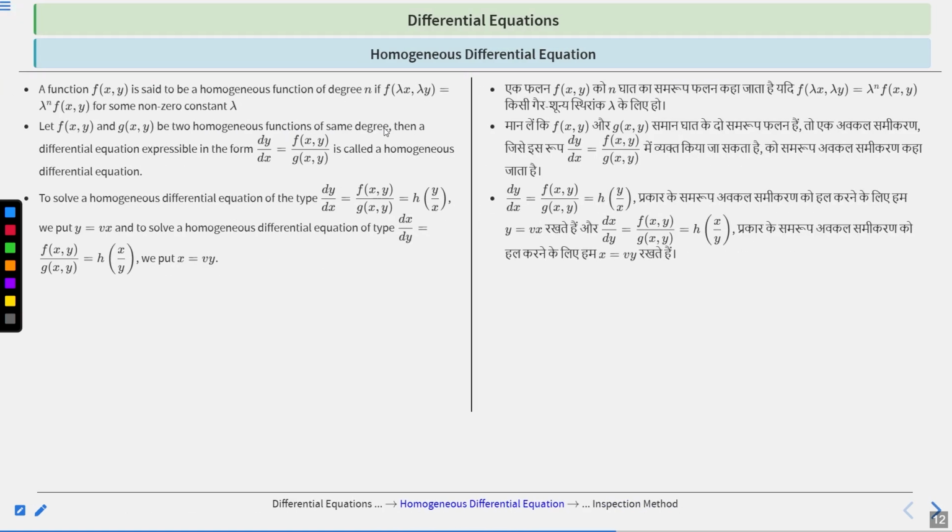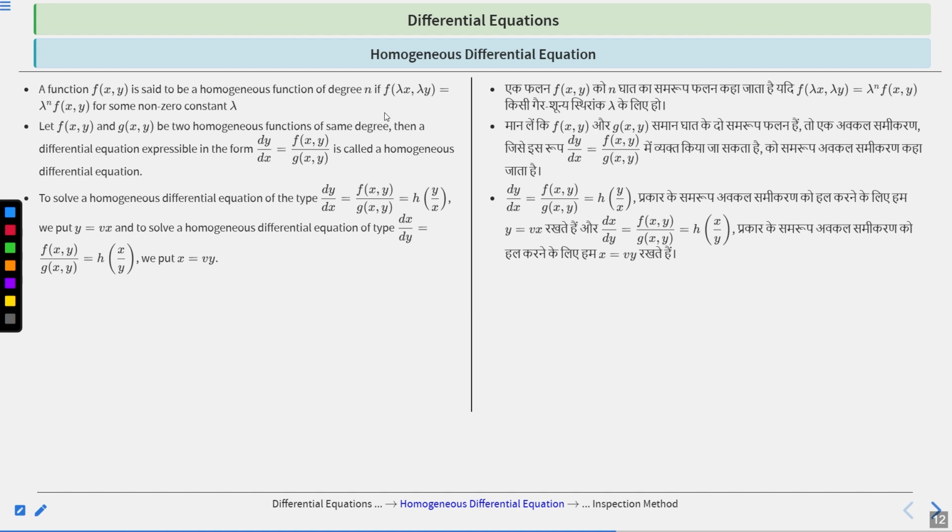Next, homogeneous differential equation. A function f(x,y) is said to be a homogeneous function of degree n if f of lambda x and lambda y is equal to lambda to the power n f of x,y, for some non-zero constant lambda, right? So if we replace x with lambda x and y with lambda y, then it should convert into the form lambda to the power n f of x,y, right?